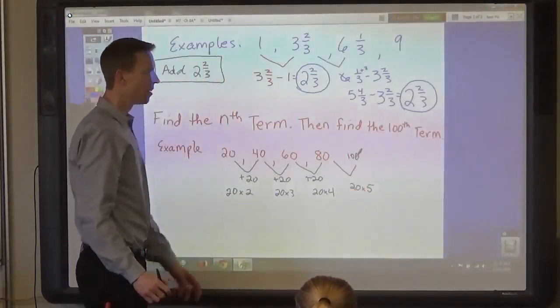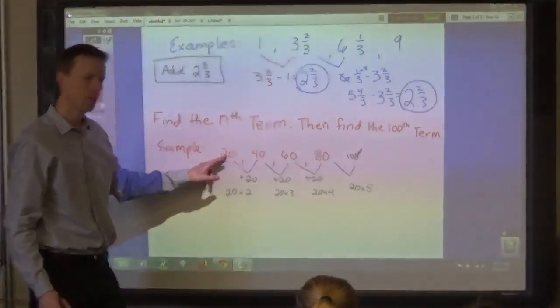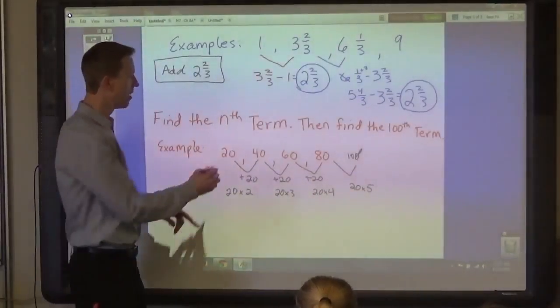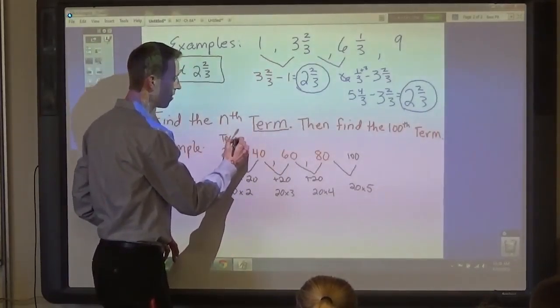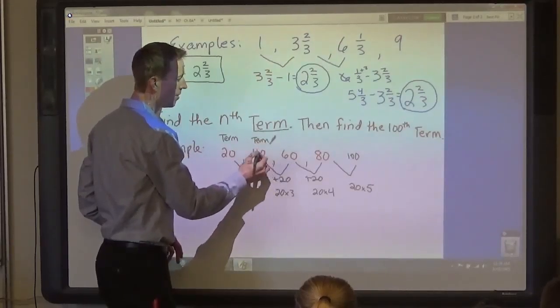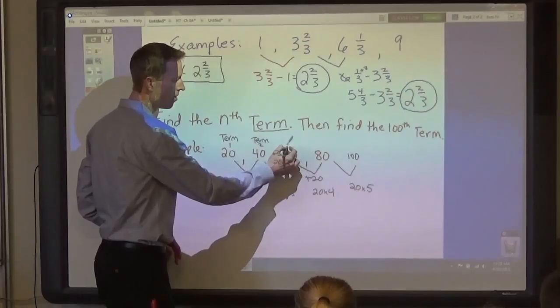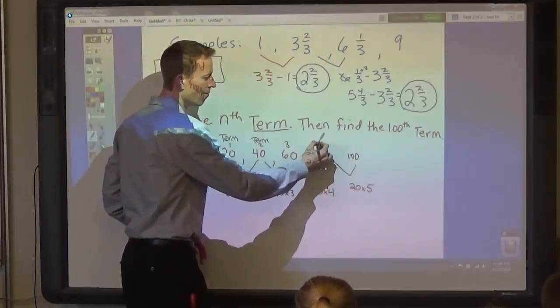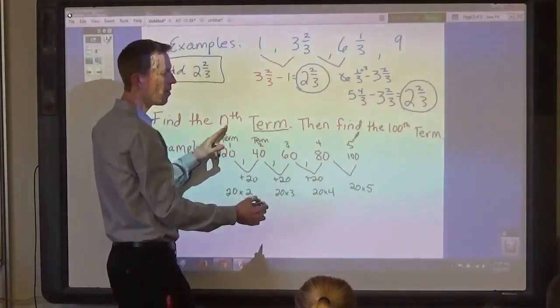Well, what are these numbers here? 5, 4, 3, 2, 1. That's the term number, isn't it? Yeah. Each of these is a term. So this is the term number 1, 2, 3, 4, 5. What if we wanted the nth term?